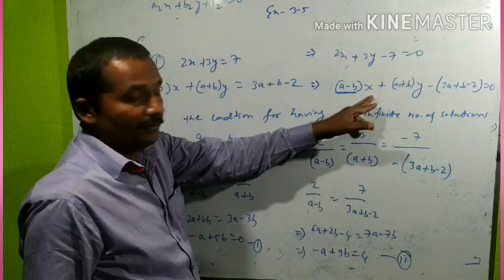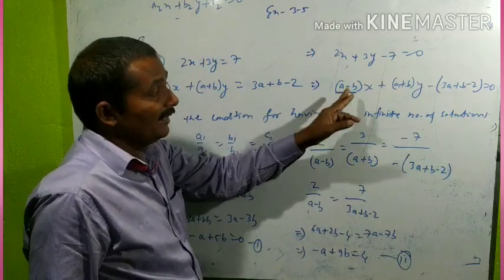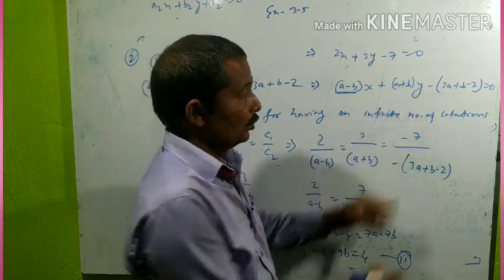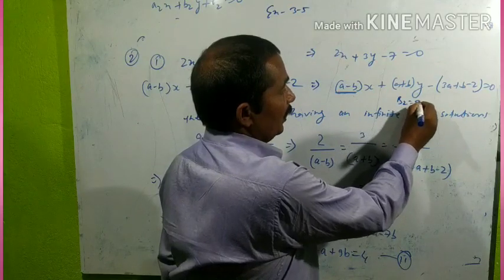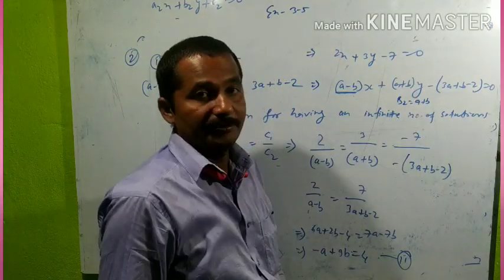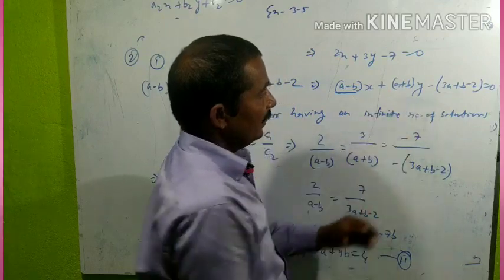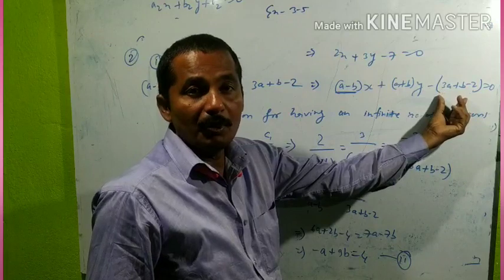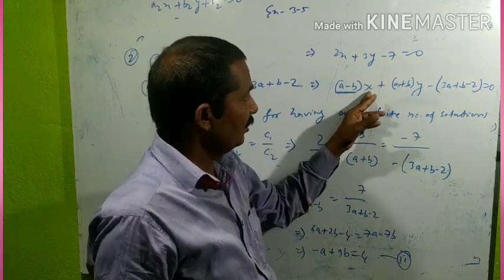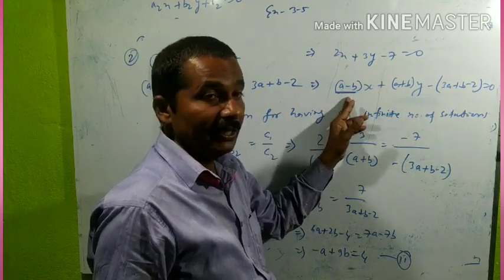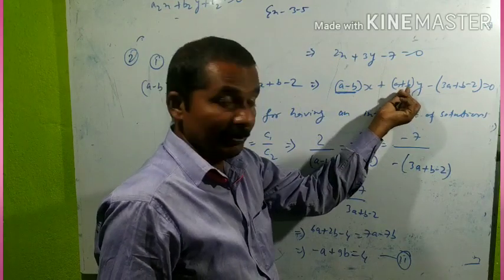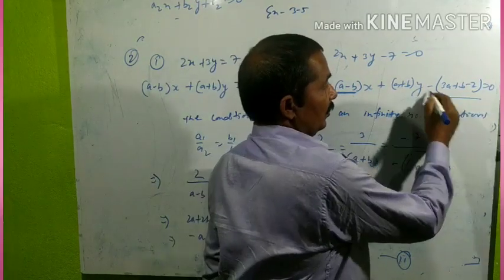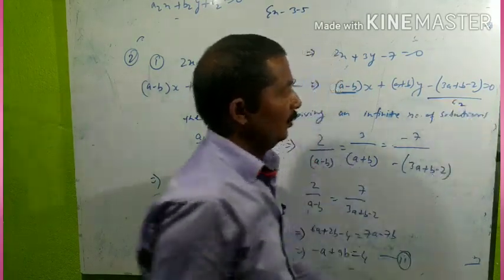The coefficient of x is here a2. Coefficient of y is what here? a plus b. So b2 is equal to a plus b. Keep in mind. And c2 is equal to this whole expression. Coefficient of x, a2. Coefficient of y, a plus b, is here b2. And this whole will be c2, with the negative sign also. Look here, c2.